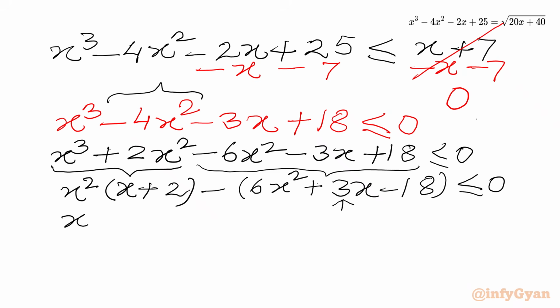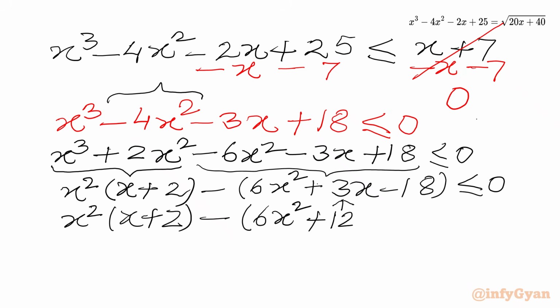So I will write here x square times x plus 2 minus 6x square will be there. Then in place of 3x we will write 12x minus 9x. 12 times 9 is 108. 6 times 18 is also 108. Less than or equal to 0.